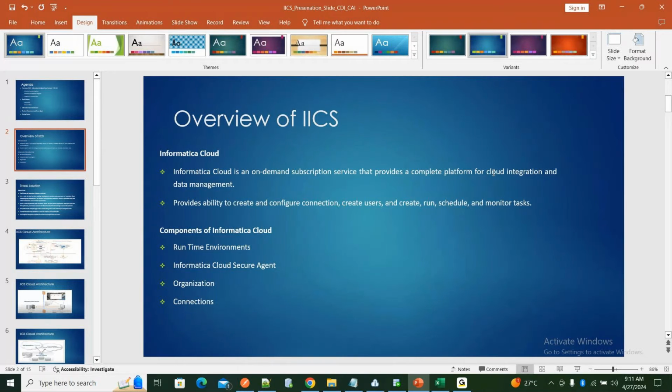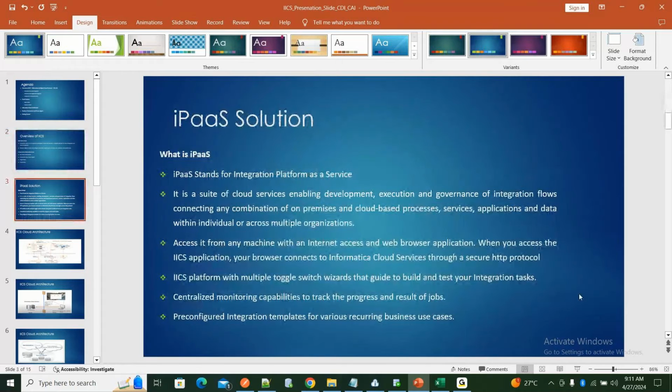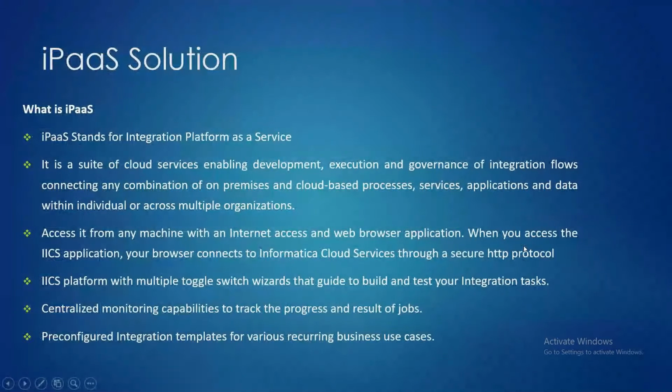We'll see all this in detail, but the first thing we have to understand is what an iPaaS solution is. iPaaS stands for Integration Platform as a Service. You access it from any machine with internet access; you just need internet access. Your browser connects to your cloud services through a secure HTTP protocol. You have a suite of cloud services which will help you do development, execution, and governance.